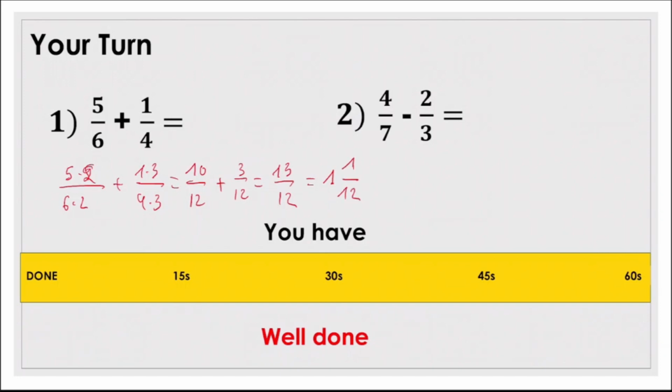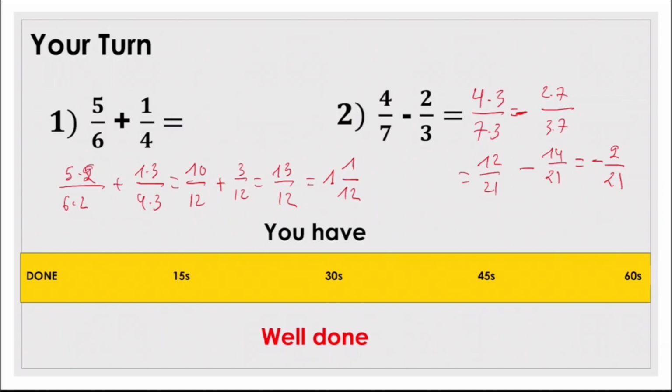In the same way here, we can take this fraction to go up to 21 in the denominator, minus 3 times 7 and 2 times 7. What we get is 12 over 21 minus 14 over 21. This gives us minus 2 over 21, and this fraction does not need to be simplified anymore.